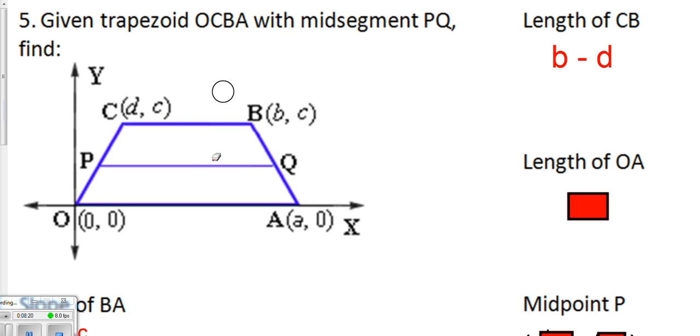Similarly, because O to A is on a straight line, we know that because they both have a y value of 0, then we would just take this x value, A, minus this value, 0. A minus 0 is A, so that length is just going to be A. So we have this length and we have this length.